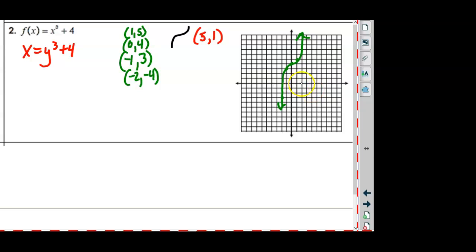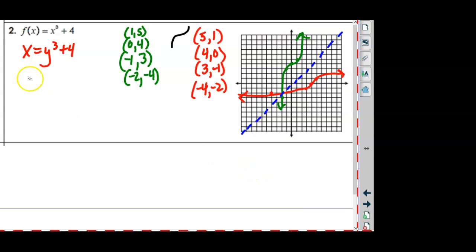5, 1. 1, 2, 3, 4, 5, 1. 4, 0. 3, negative 1. And negative 4, negative 2. So negative 4 is all over here. Negative 2. So it's hard to tell, but it would curve through here like this. Now does it appear to be reflected across the line y equals x?